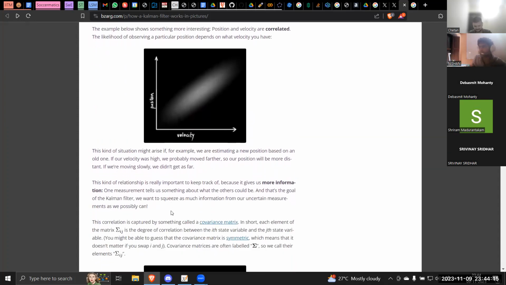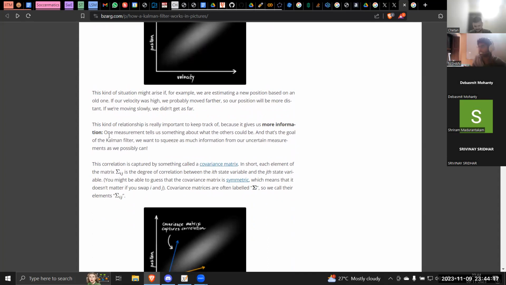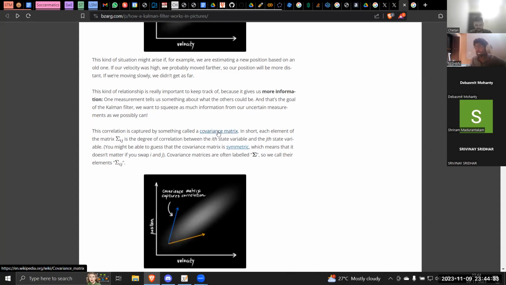Okay, so this kind of relationship is really important to keep track of because it gives us more information. One measurement tells us something about what the others could be, and that's the goal of the Kalman filter. We want to squeeze as much information from our uncertain measurements as we possibly can. This correlation is captured by something called a covariance matrix.